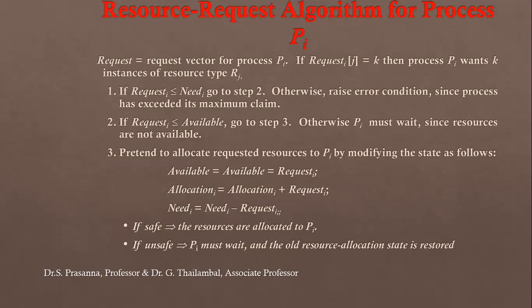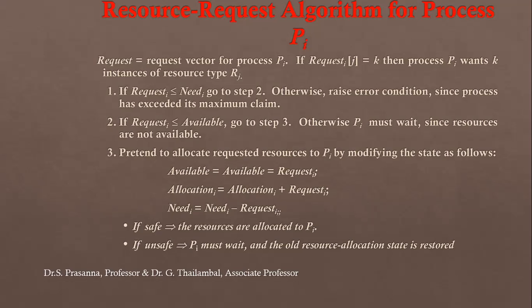If the request is less than the available value, so available is 150 and the request is only 10, then it can go for step 3. Otherwise, it needs to wait until the resource becomes available. Pretend to allocate the requested resources to PI by modifying the state as follows.